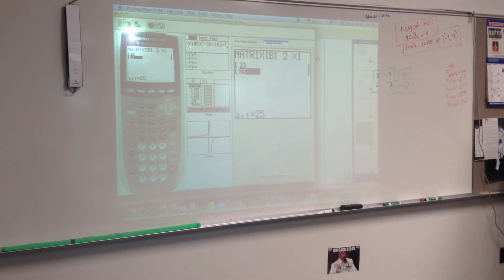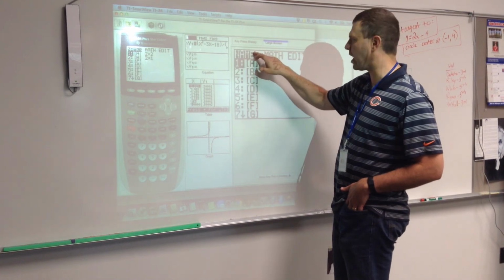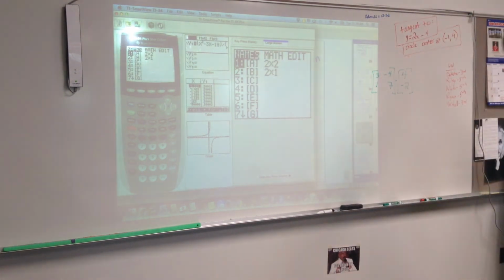Here's where life is easy. Go back to your calculation screen where you do all your add, subtract, multiply, divide. Okay, so quit out of the matrix. Go to second matrix again. I need to take A inverse times B. So while I'm on names here, I'm going to select A. Press enter.